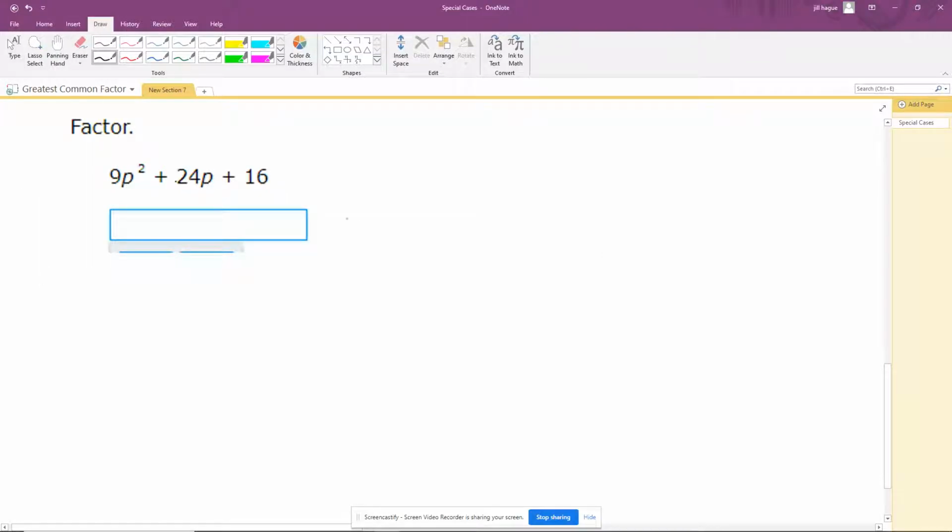Okay, so special cases, video number 2. Sometimes the special case will be a little harder to detect. In the other one, there were only 2 terms, but now we have 3 terms.